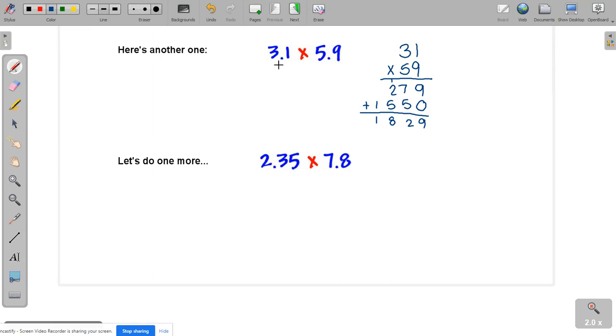Now we go and look how many decimals we have. We have 1, 2. So we have to move our decimal 2 places. So our decimal's at the end. Move it 1, 2. So our answer is 18.29.